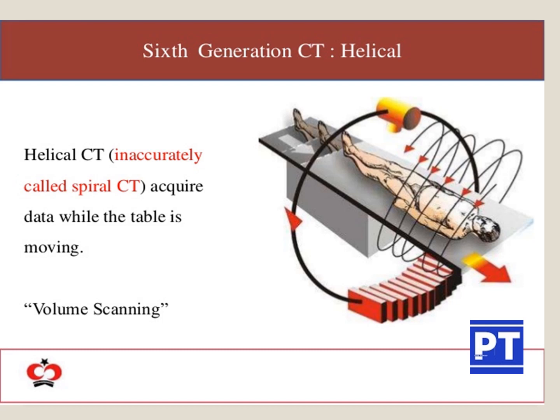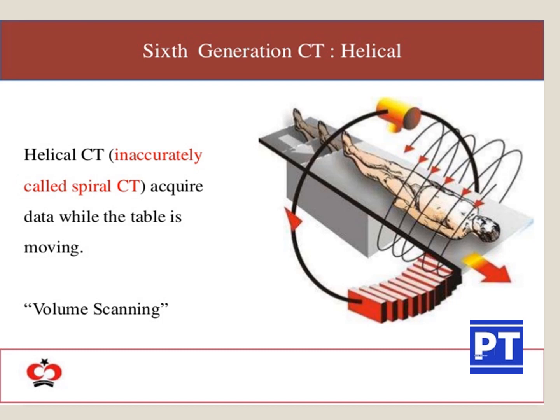Here you can see the patient is lying on the couch. The table the patient is lying on is known as the couch. You can see a yellow color, that is the X-ray tube, and the red color is seen as the detectors. And there is continuous rotation of the X-ray tube and the detector around this patient, and along with that the table is moving. So continuous rotation of the tube detector system along with the table movement is happening in helical CT. So a volume of data is acquired.